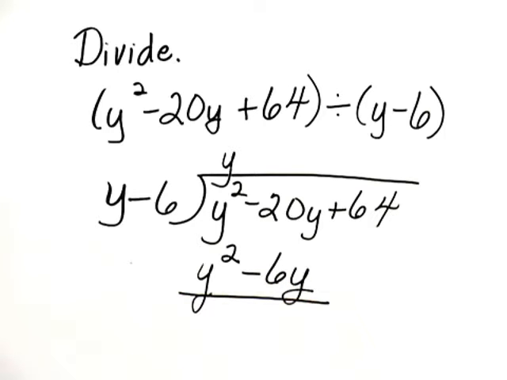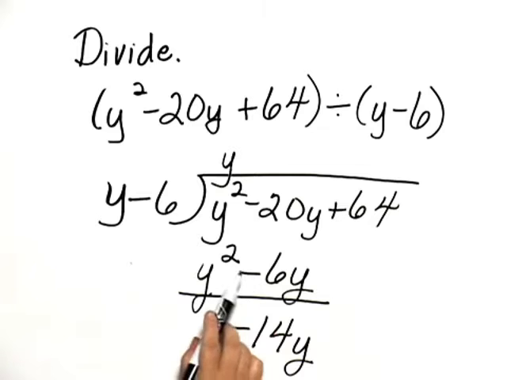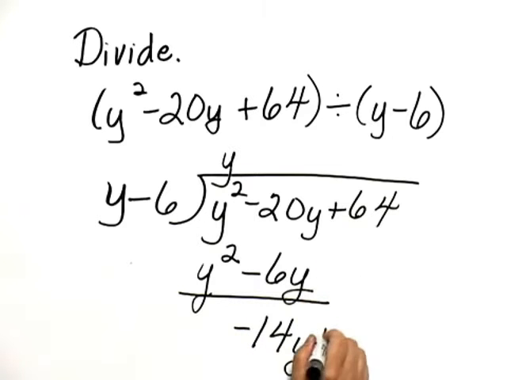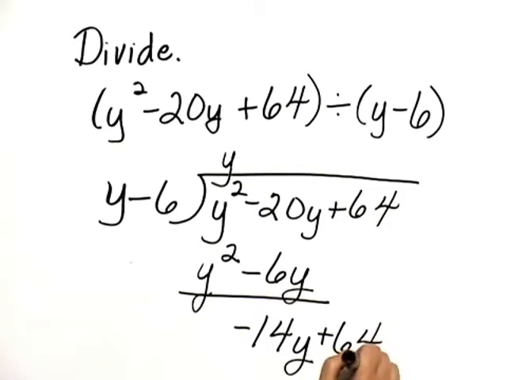And we subtract. Y squared minus y squared is 0. Negative 20y minus negative 6y would be negative 14y. And that's where you're really careful when you're subtracting a negative number. That's the same thing as adding a positive number. Then we bring down the next term, which would be plus 64.